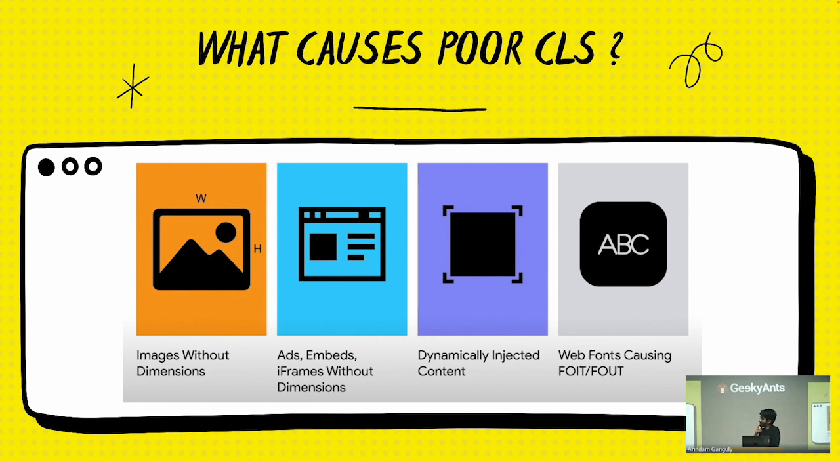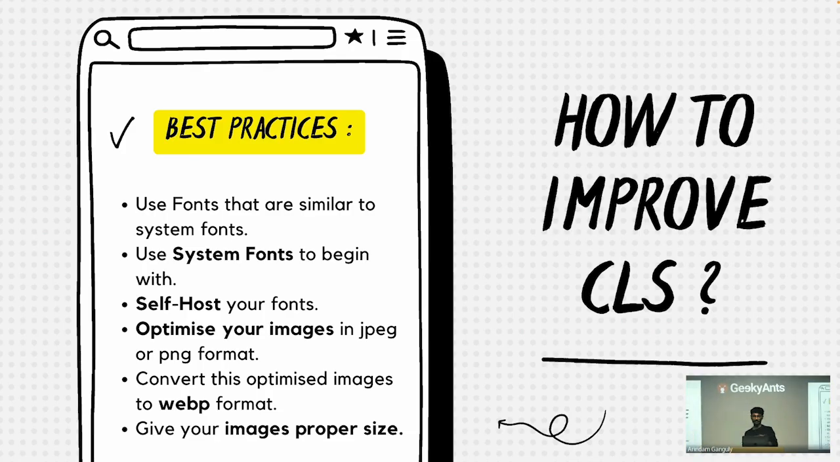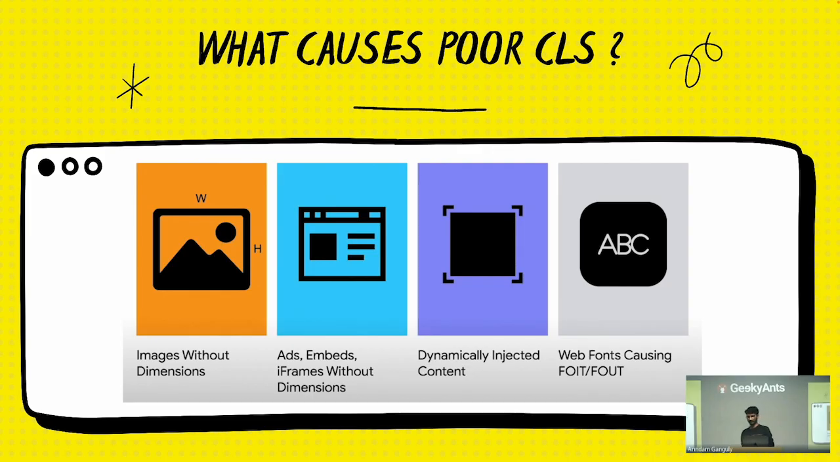If you remember the first few slides on LCP, I told you that by using font-display swap you can reduce your LCP score, right? But whenever you are using font-display swap, it will essentially be affecting your CLS score. I mean, not a poor CLS score, but your CLS score will be affected, right?